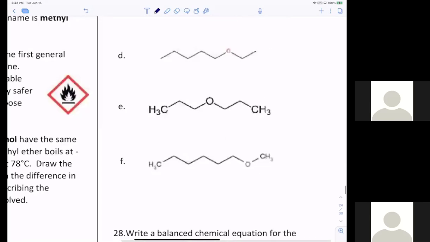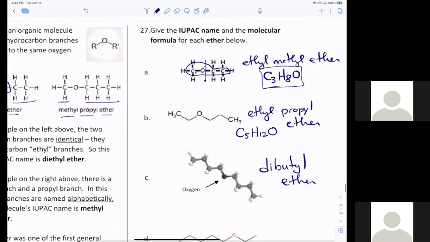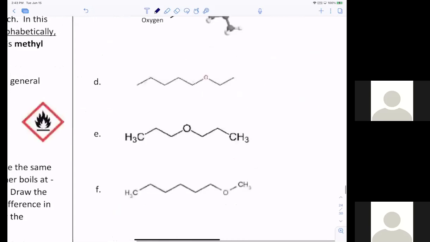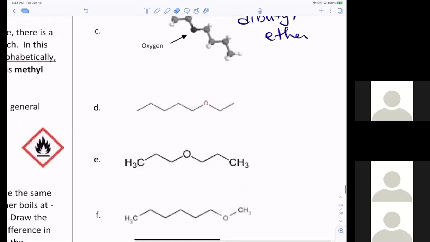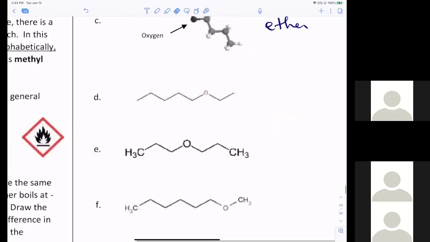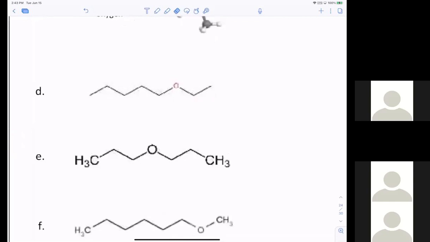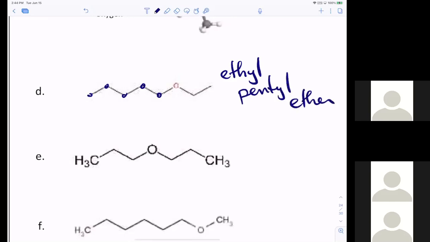So question number 27, D. Madeline, what do you call that? Look at the last few examples to help. Maybe ethyl, 1, 2, 3, 4, 5. Ethyl, hexyl ether. Isn't it 5 carbons? 1, 2, yeah, sorry, 3, pentyl, 4, 5, right? Yes. Ethyl pentyl ether.